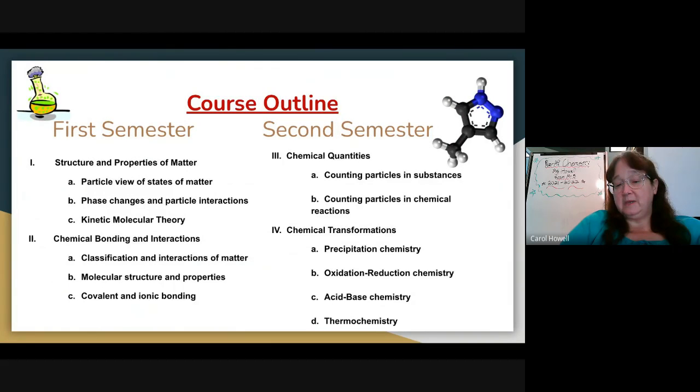The major topics we'll be studying first semester will be structure and properties of matter and chemical bonding and interactions. Second semester we'll be studying about chemical quantities and about chemical transformations. So the pre-AP course was designed to give students a spiraling effect in their knowledge of science, taking what we learn in each unit and building upon that and always relating it to things in the natural world around them.